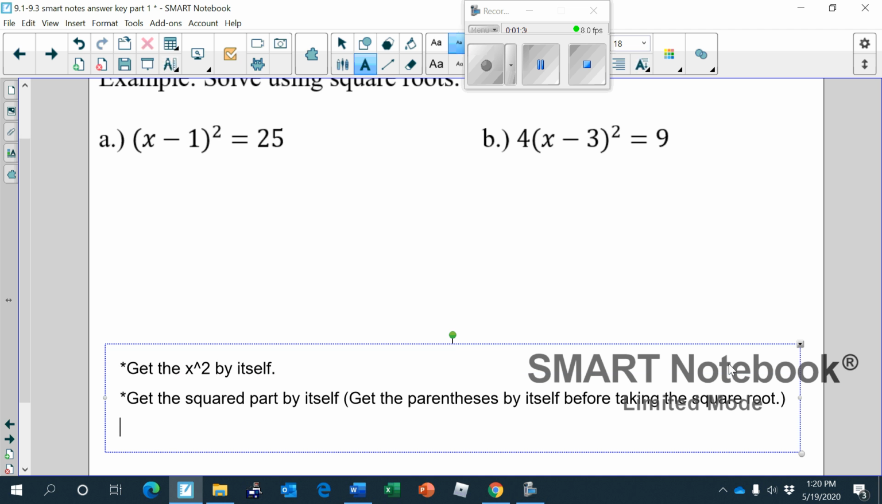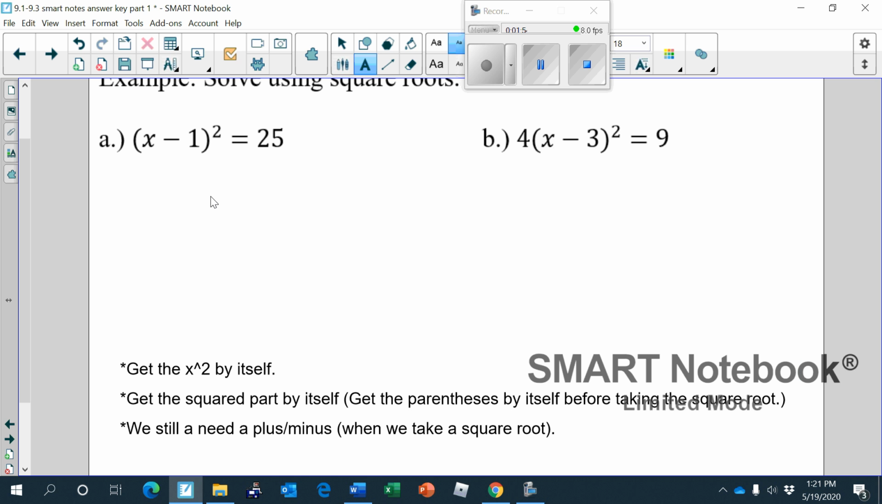And then again, the same star from the other day that we still have to use is we still need a plus or minus. Not as an answer, but when we take the square root, okay? When we take a square root. So let me be a little bit more clear based on the example.